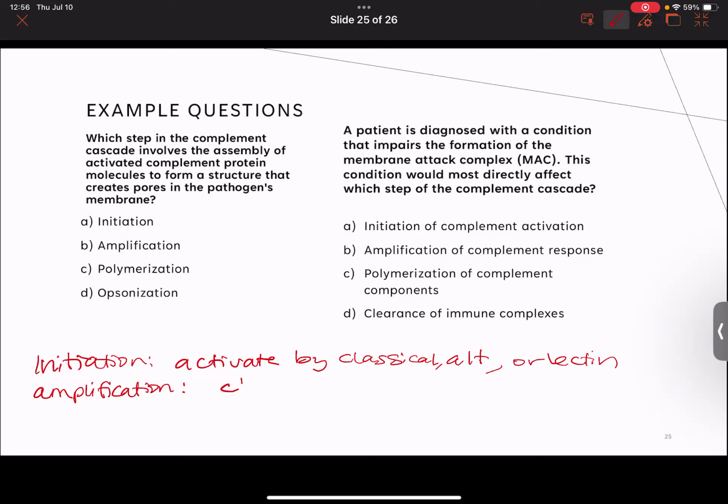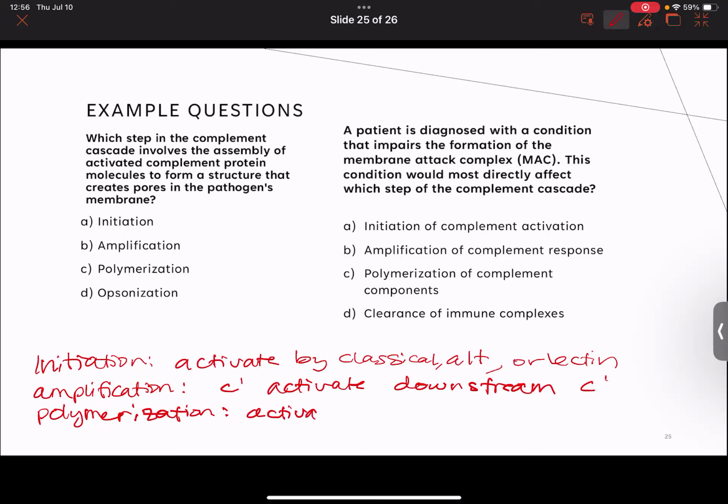Complement, which we do the C with this little mark here, activates other downstream complement proteins. Whatever complement you just activated will activate downstream complements now. We're getting everybody pulled together. Polymerization. Activated complement start to act together.